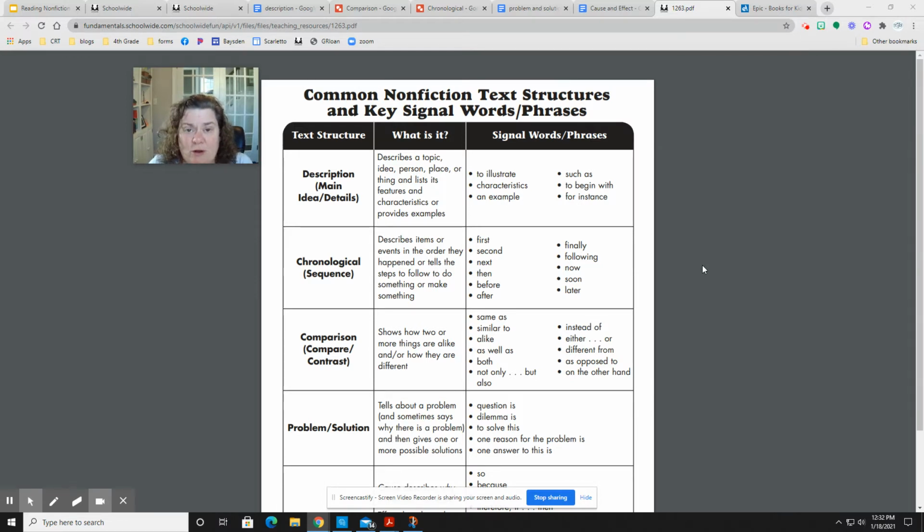We also talked about the chronological text structure. That one describes events or things that happen in a particular order, or it might tell the steps on how to do something. It might be like a how-to type of text.